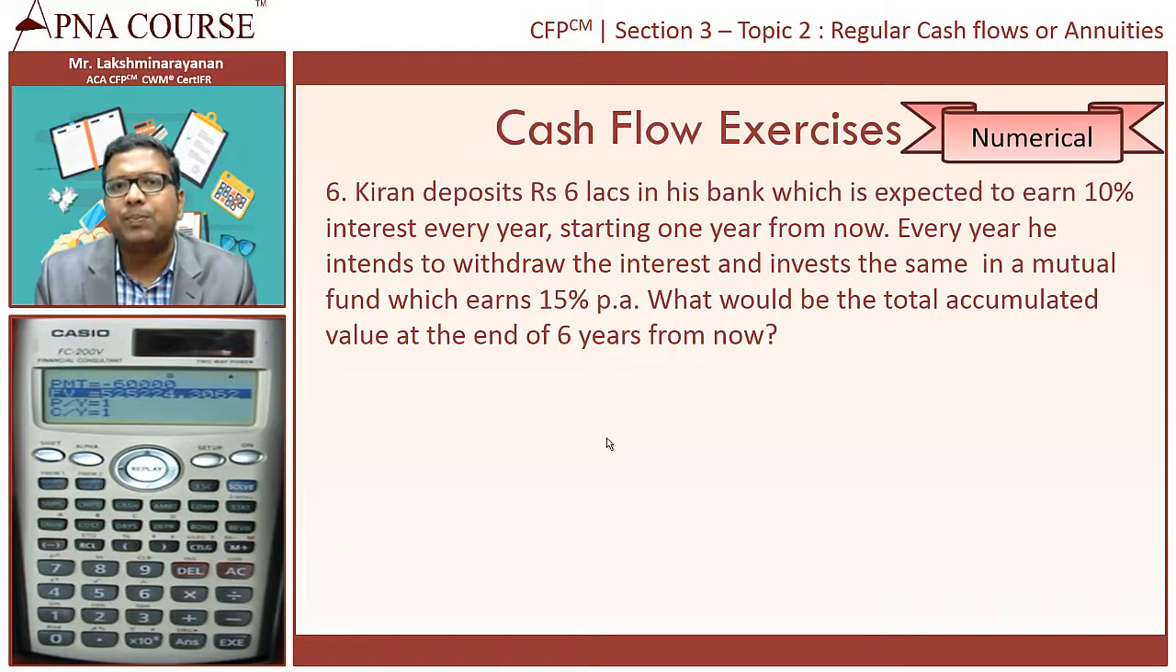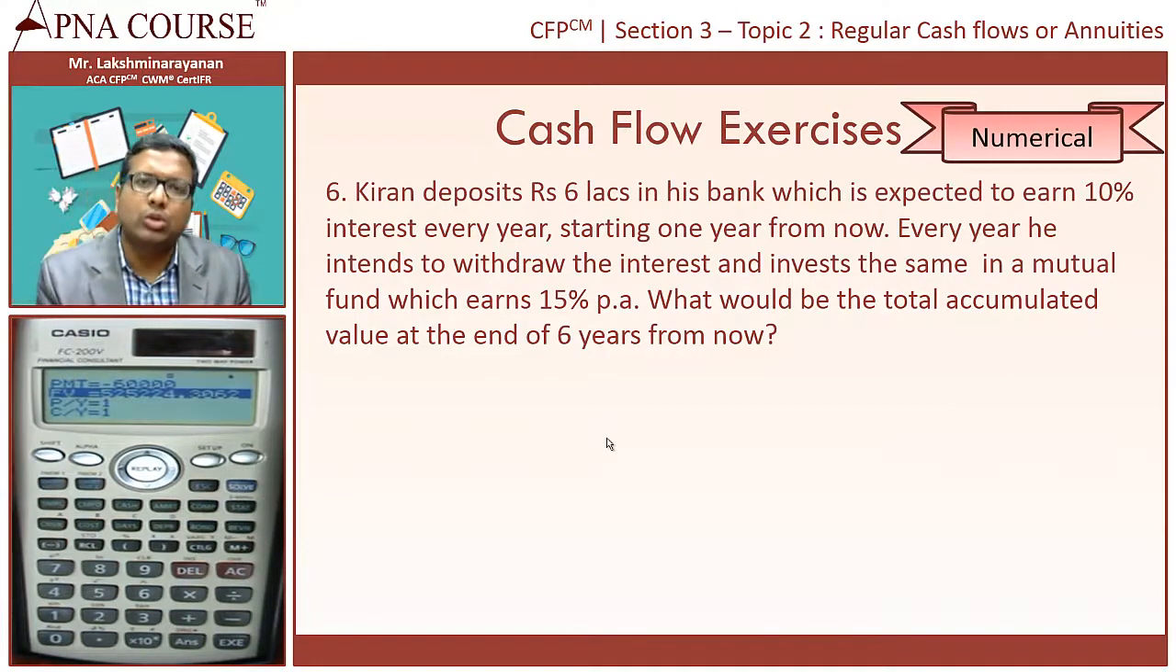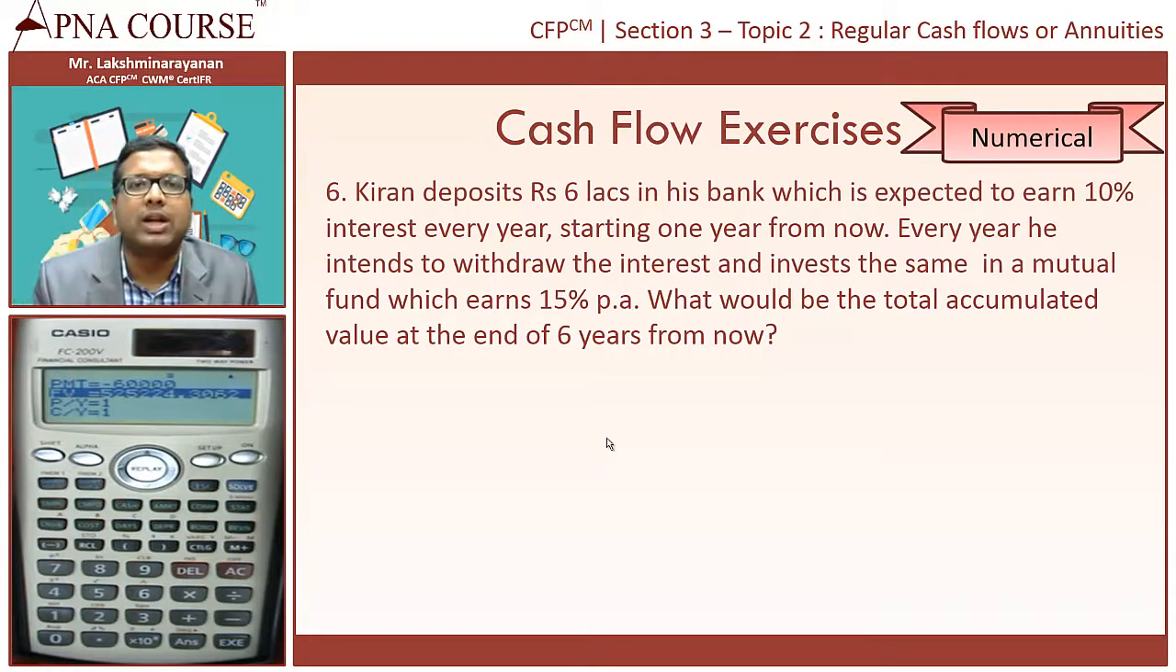5,25,224 is the value of mutual funds, plus you will also have the 6 lakh which is there in FD at the end of 6 years. So 6 lakhs plus 5,25,224. How much is it? 11,25,224 is the value of this particular investment. I hope this is quite clear.